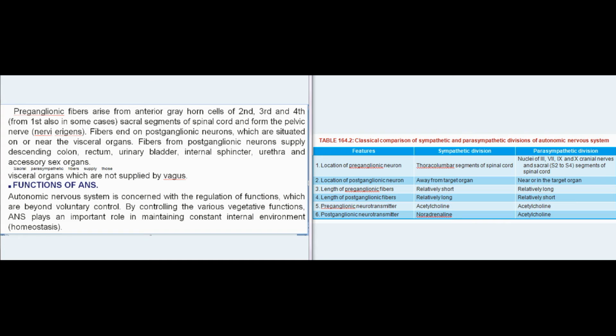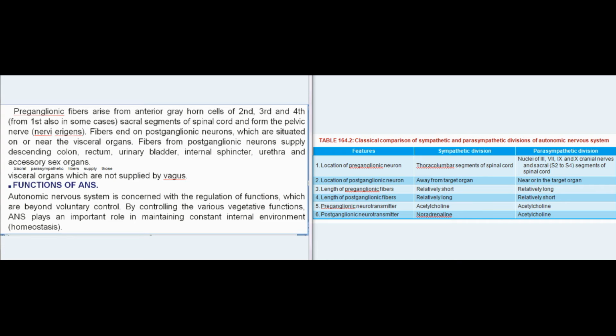Fibers end on postganglionic neurons, which are situated on or near the visceral organs. Fibers from postganglionic neurons supply the descending colon, rectum, urinary bladder, internal sphincter, urethra, and accessory sex organs. Sacral parasympathetic fibers supply those visceral organs which are not supplied by the vagus.